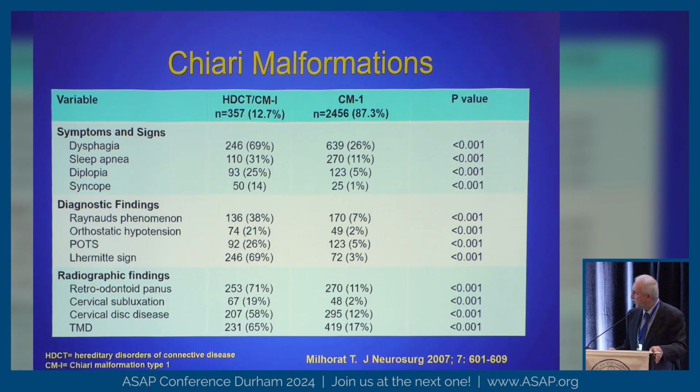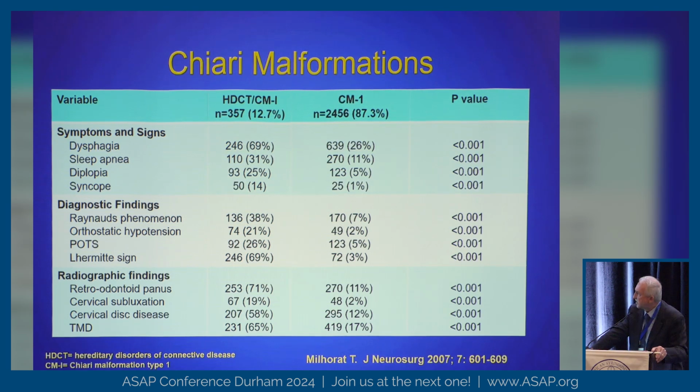Now we'll talk about Chiari malformations. I tried to find some real well-done studies looking at EDS in patients with Chiari malformations, and this was probably the best one. You can see in the chart that this is a study by Millerot that was published back in 2007. He basically found that about 12.6% of his population actually had connective tissue disorders, which is much higher than the population as a whole.